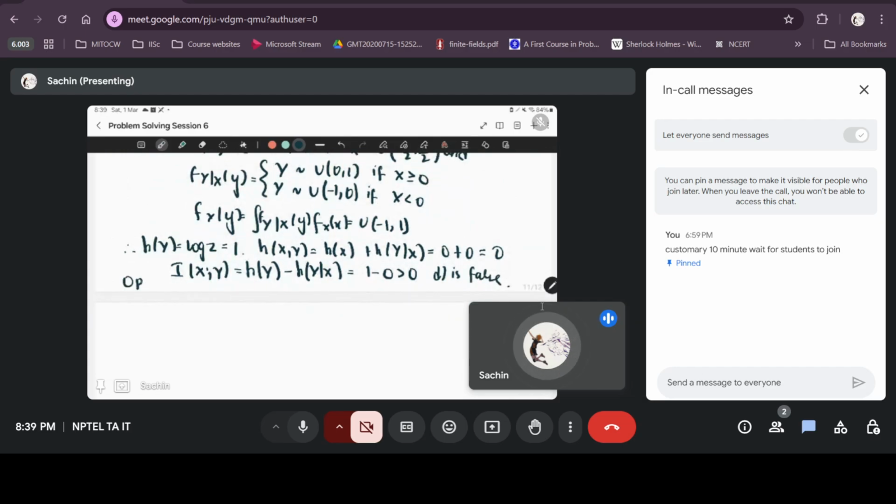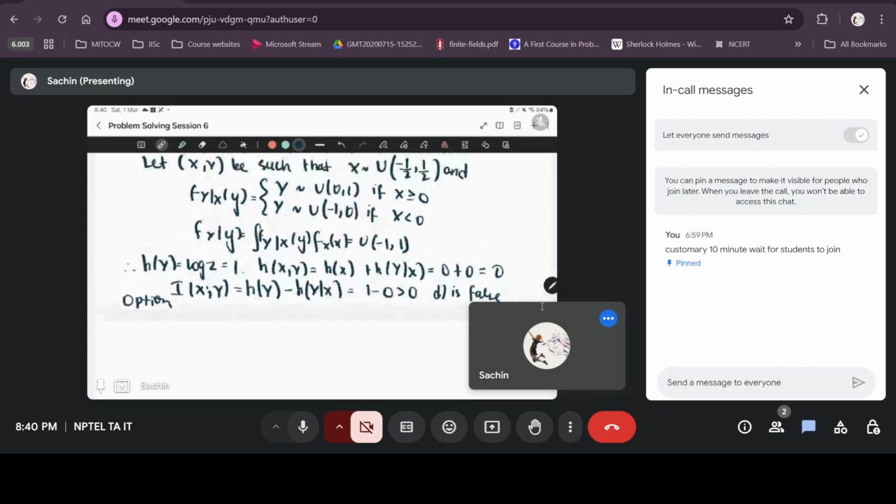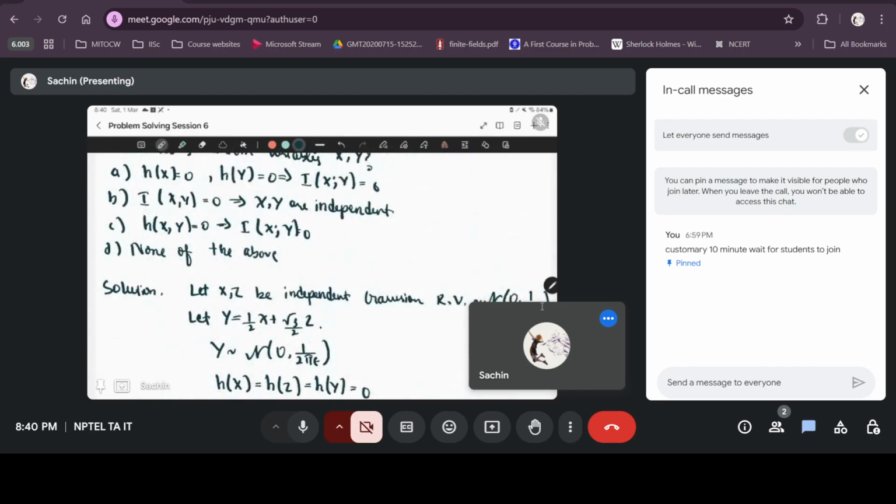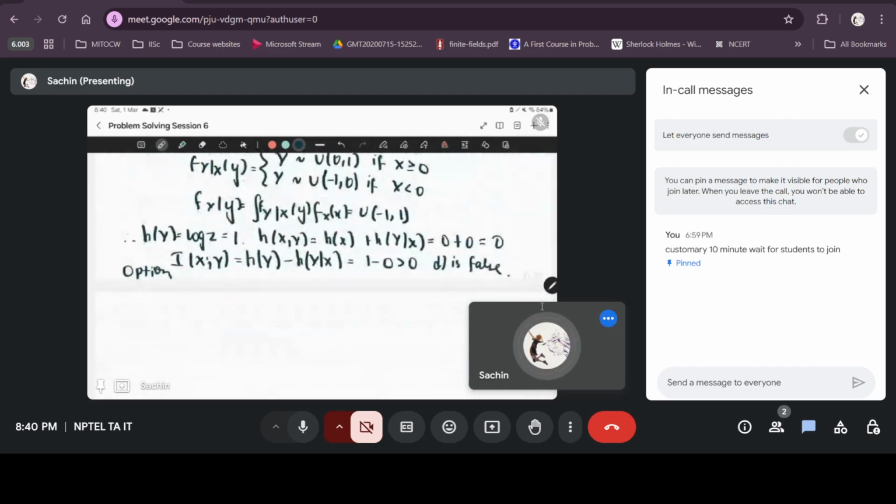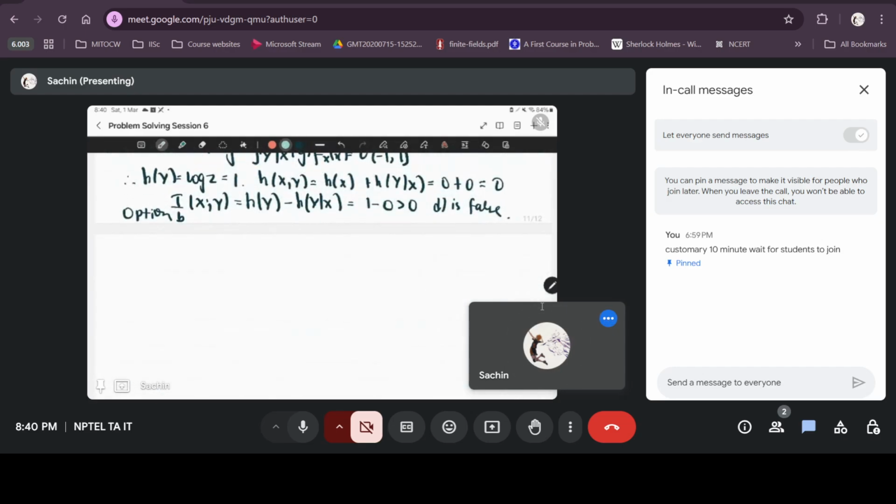Therefore, the right answer is option B. If I of xy is 0, then x and y are independent.